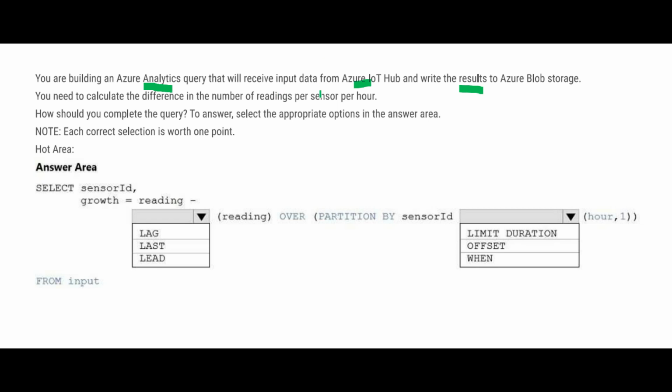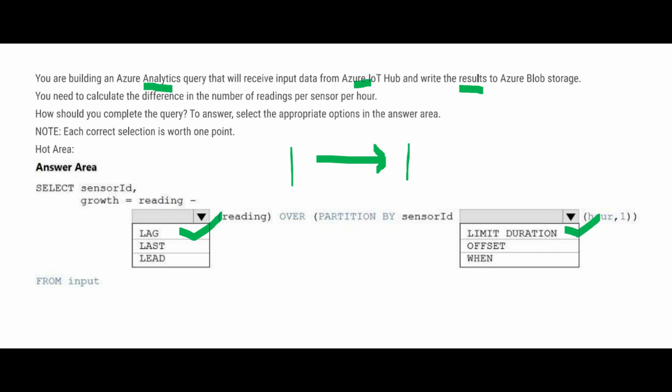Okay. Difference. What is difference? Lag. That means between this time and this time, what's the difference? Difference is a lag between this and this time. So here we have to use lag. Last means whenever the last data came, so that is not what we want here. And partition the sensor ID by what? So we have to partition by limit duration here.